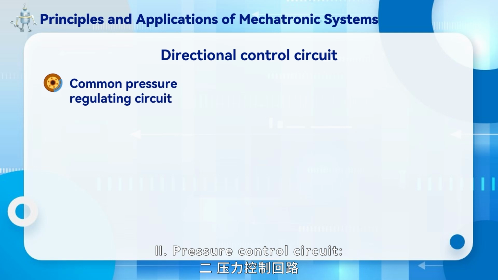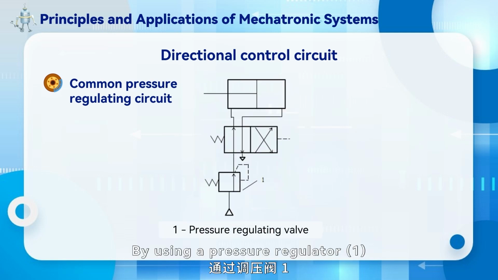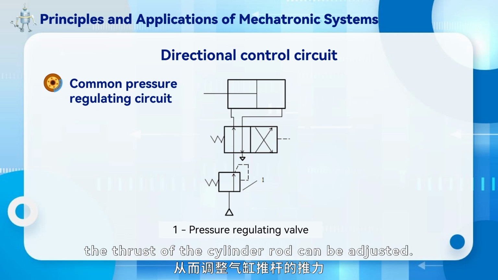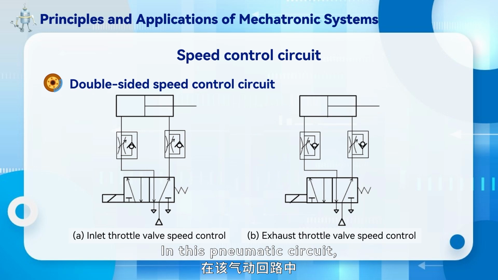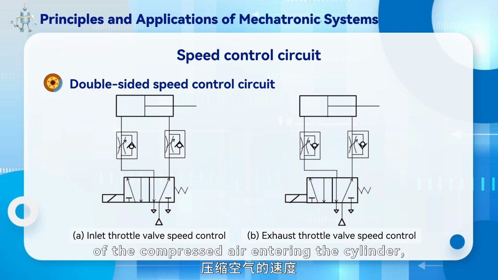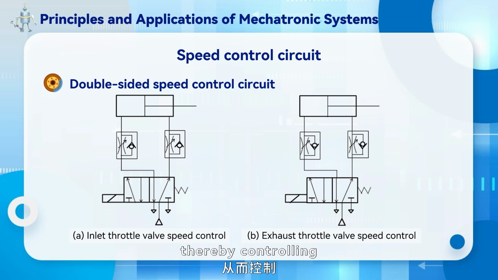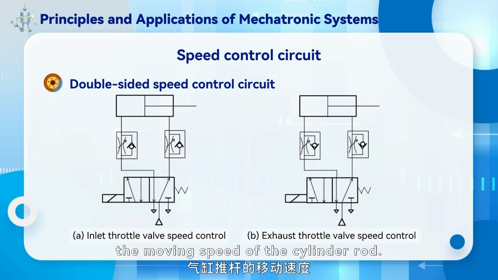2. Pressure control circuit. By using a pressure regulator 1 to adjust the air circuit pressure, the thrust of the cylinder rod can be adjusted. 3. Speed control circuit. In this pneumatic circuit, a throttle valve can be used to adjust the speed of the compressed air entering the cylinder, thereby controlling the moving speed of a cylinder rod.